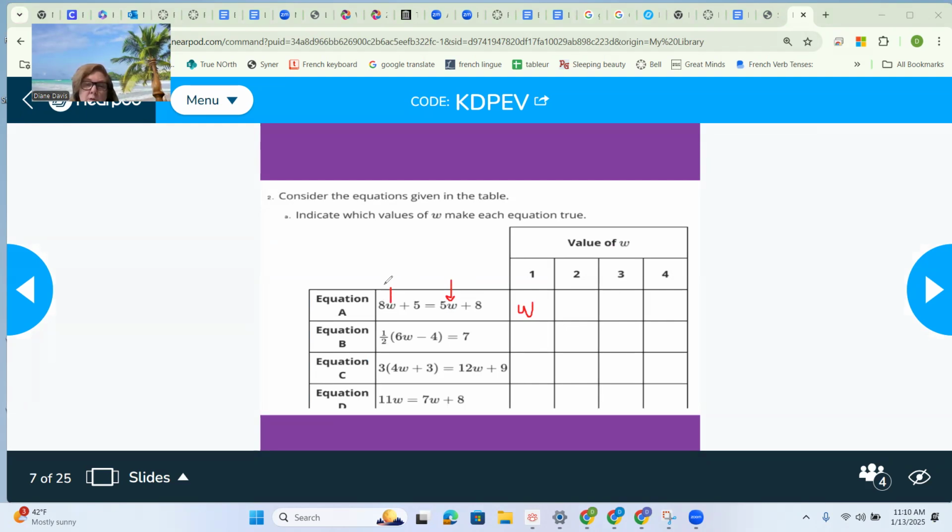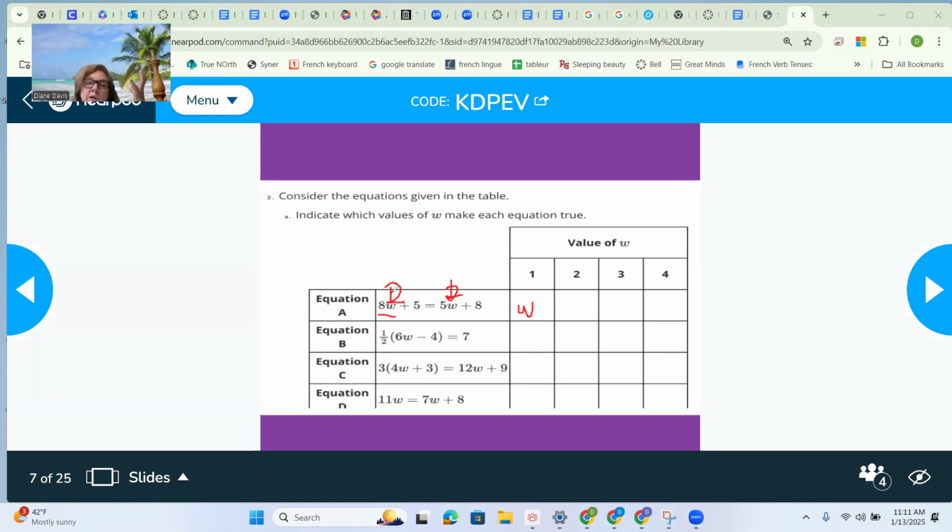What about 2? If I put a 2 in here, that gives me 16 plus 5. But I put a 2 in there, it gives me 10 plus 8. So no, that wouldn't work there. Same thing with 3. Well, 3 times 8 is 24. Okay, well, let's make sure. Wait, 16 plus 5 is 21. And if I put a 2 in here, that's 10 plus 8. Yeah, so it's not the same thing.